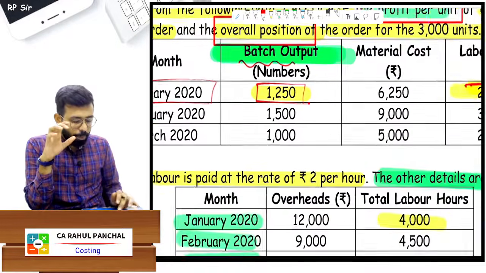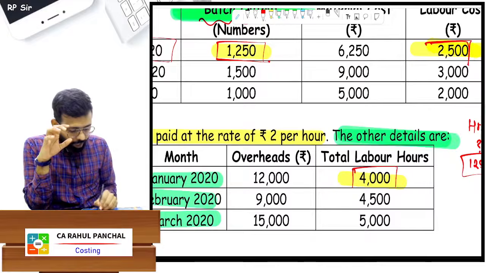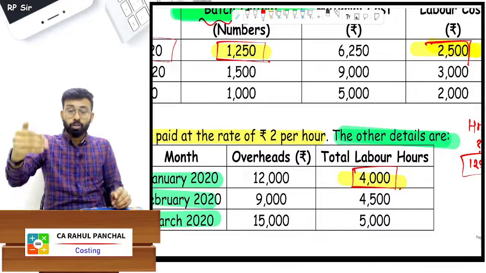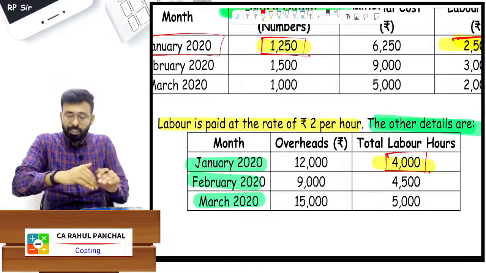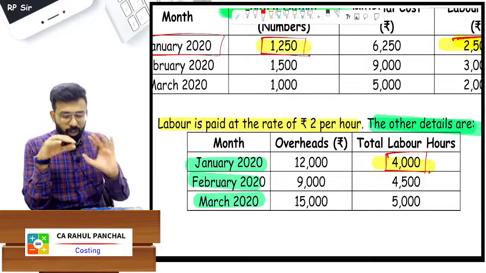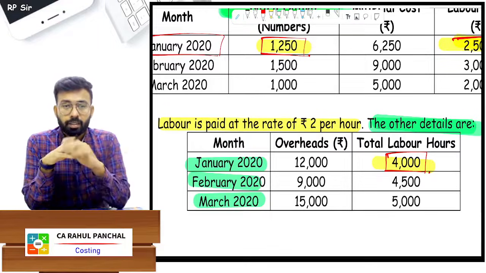But that is for one batch. In totality they have worked for 4,000 hours. There are other batches also, or the production is going on in other machineries also. This is just for this batch I am saying. Is it clear? Yes, sir.